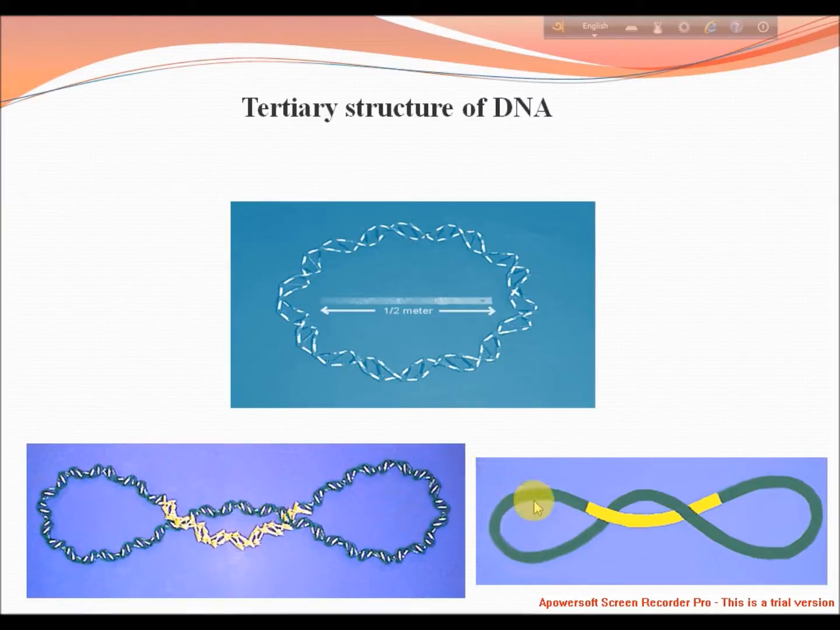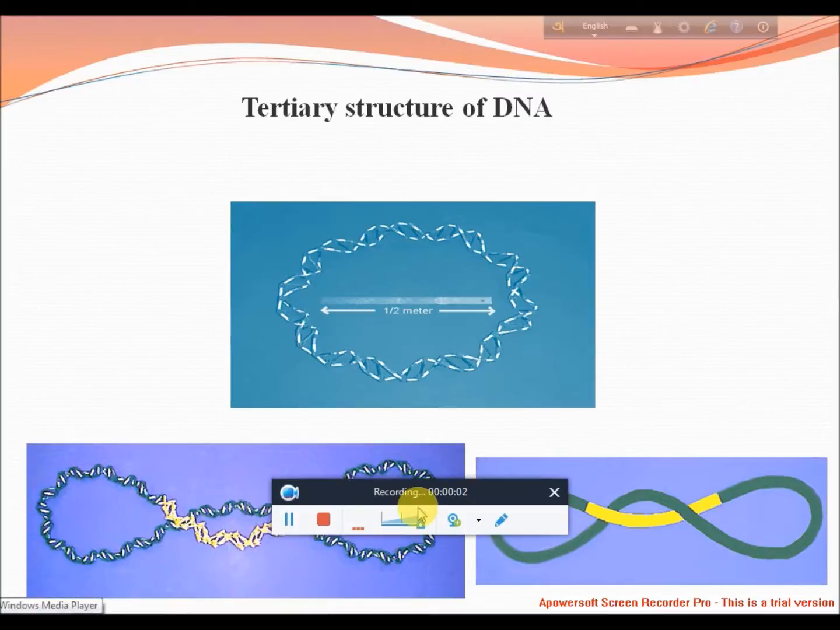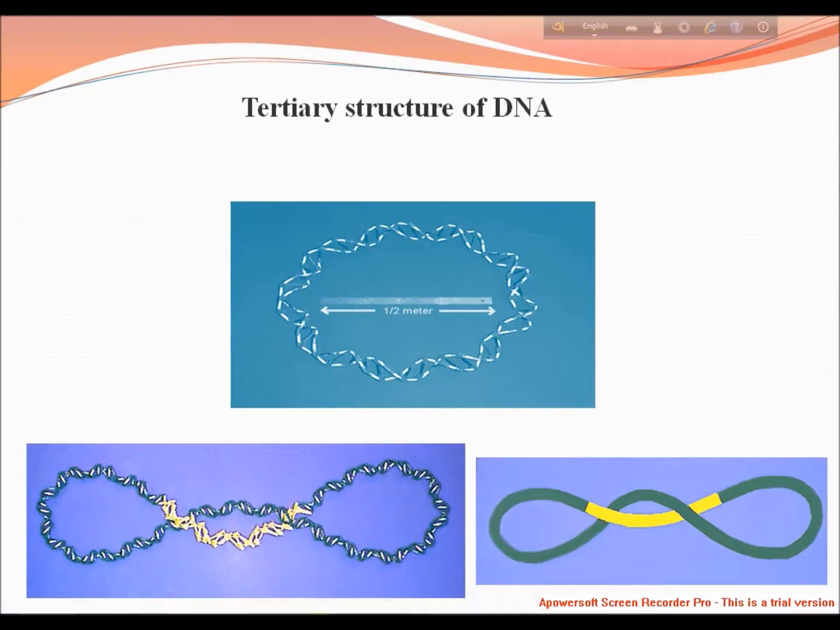Supercoiling occurs when the molecule relieves the helical stress by twisting around itself. Over twisting leads to positive supercoiling, while under twisting leads to negative supercoiling. Most DNA molecules inside cells are subject to supercoiling.